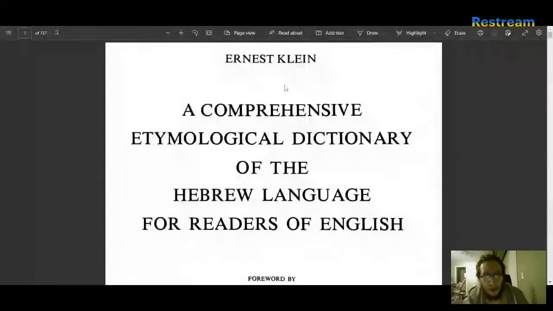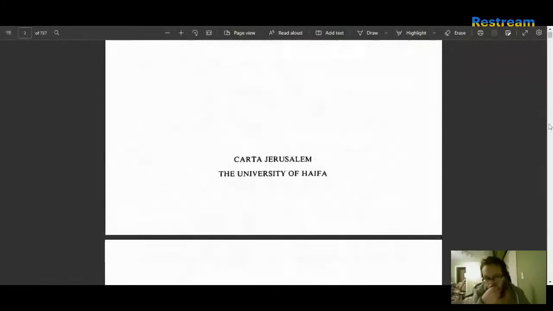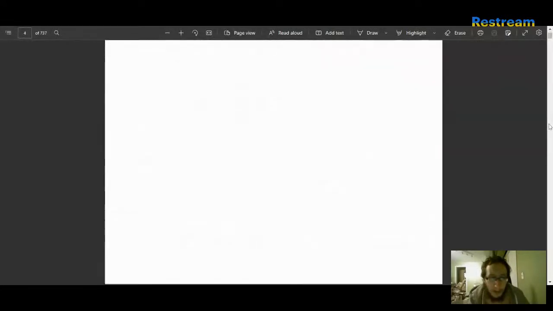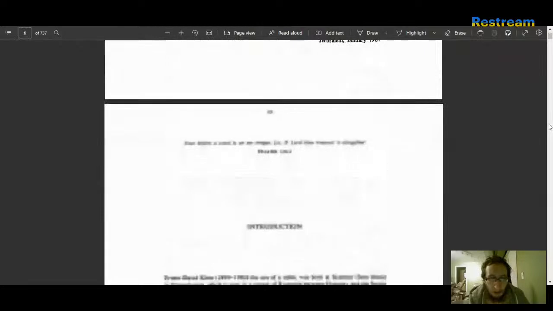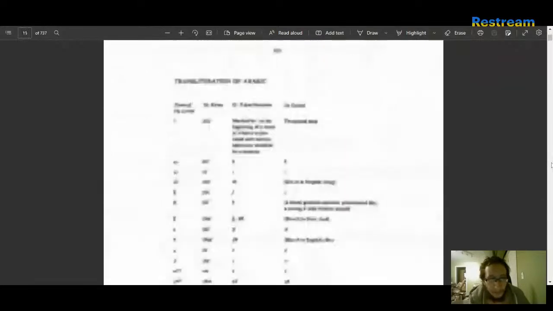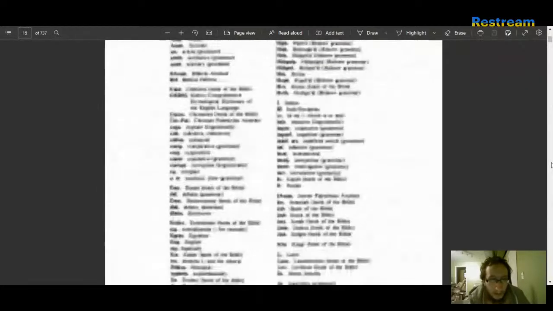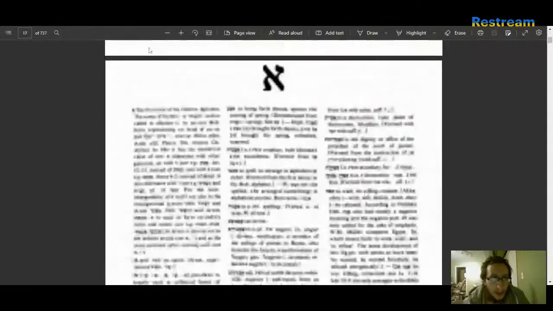Let's take a look at the comprehensive etymological dictionary to see what the first word there is, by Ernest Klein. It attempts to give every Hebrew word known throughout history the etymology of it. So let's skip this. One second. It's also giving abbreviations. Okay, so let me zoom in now.